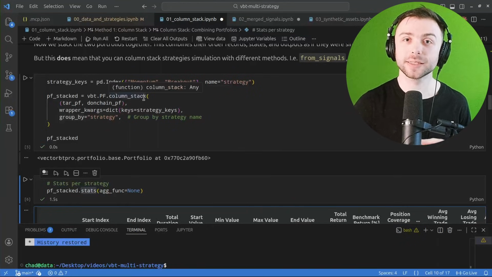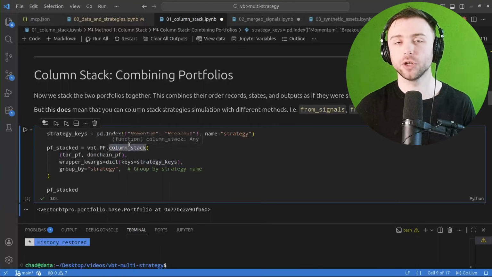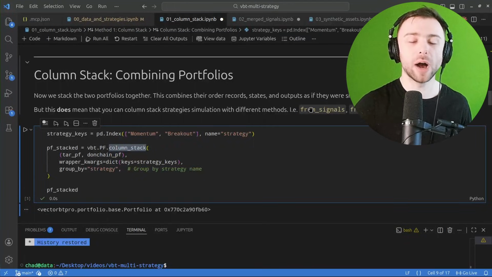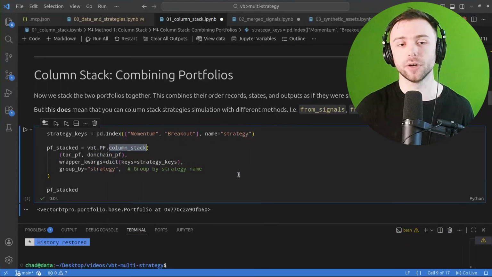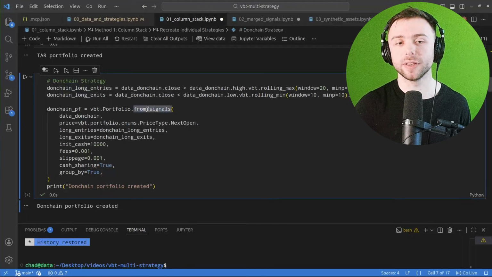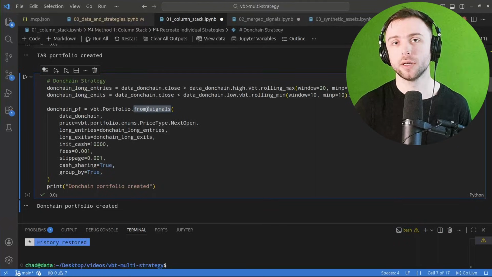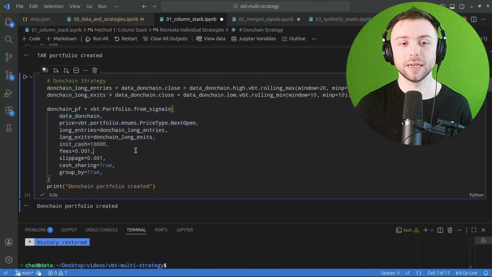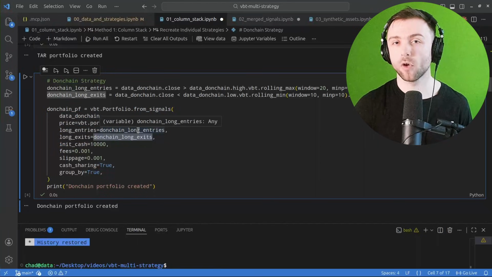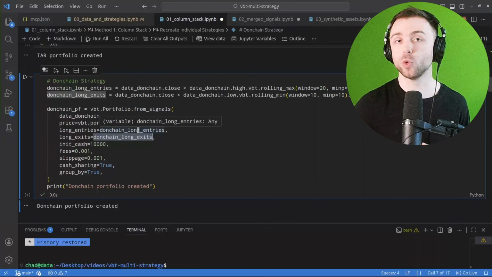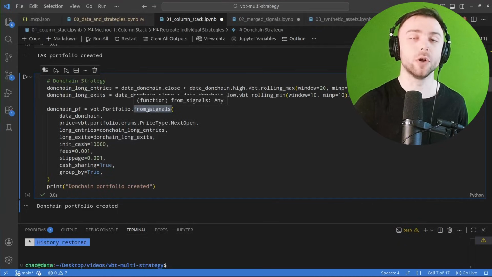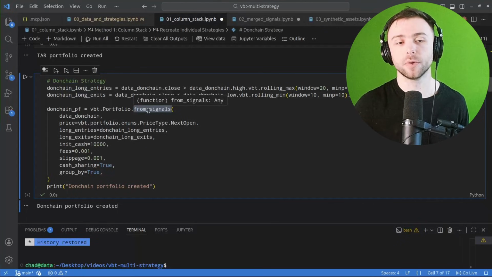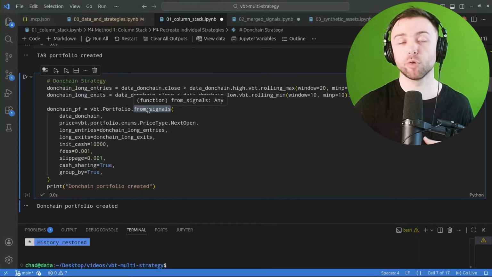Now, one of the cool things about this column stack function is that we don't require the portfolio objects to be simulated with the same simulation function. So far, for every single one of these, I've used the from signals function. And as you might expect, this takes in a bunch of signals in that data frame format that I showed you earlier with loads of trues and falses. But there are other ways to simulate a backtest. You can do from holding, for example, and that will just test a buy and hold strategy. Or you can do from orders by feeding in a bunch of pre-generated orders.